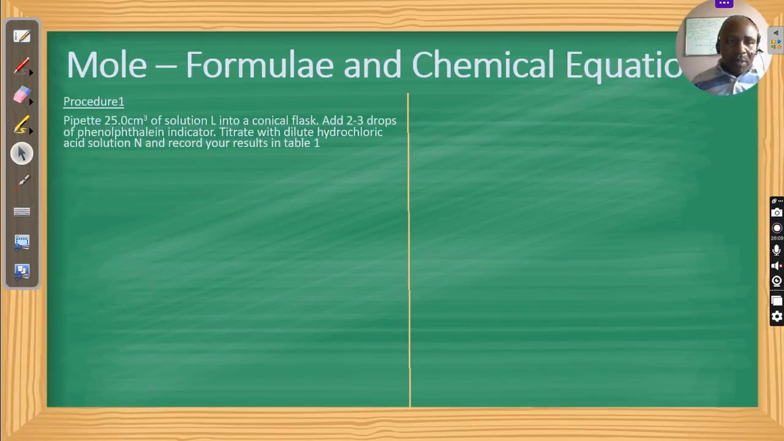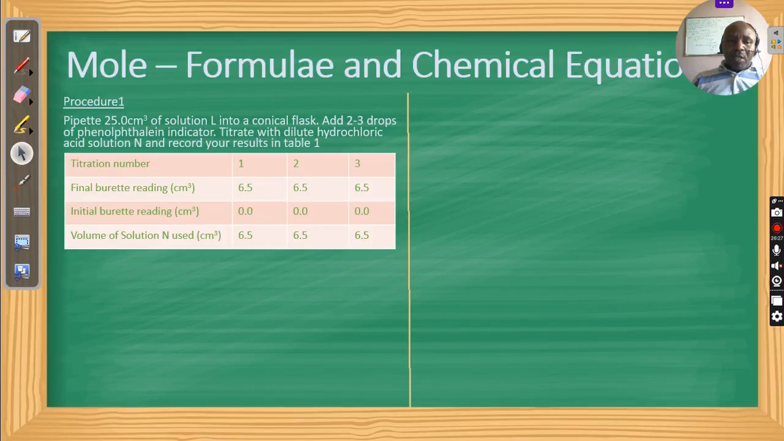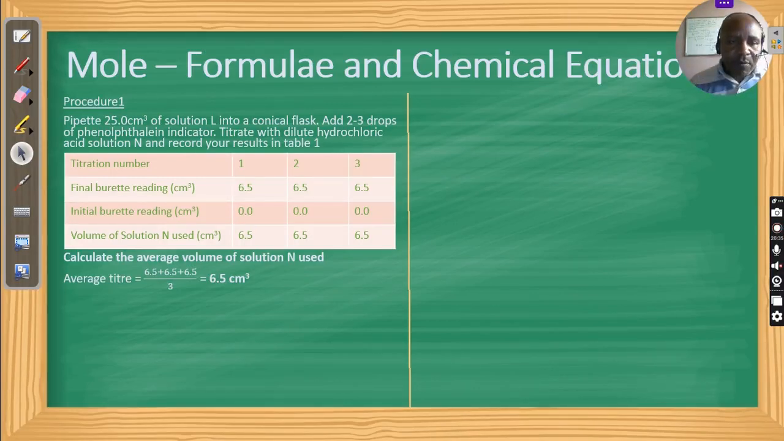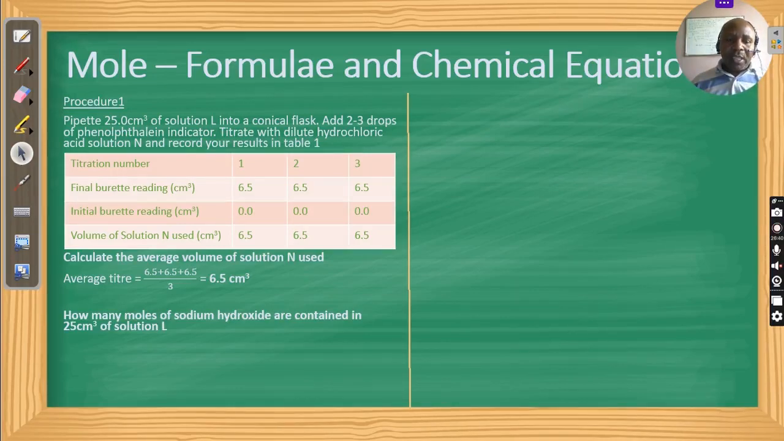Procedure 1: you pipette 25 cm³ of solution L into a conical flask. Add 2 to 3 drops of phenolphthalein indicator. Titrate with dilute hydrochloric acid solution N and record your results in table 1. Our table 1 is like that, and you find that the average volume came to 6.5 because it was 6.5 for each titration. So how many moles of sodium hydroxide are contained in 25 cm³ of solution L?